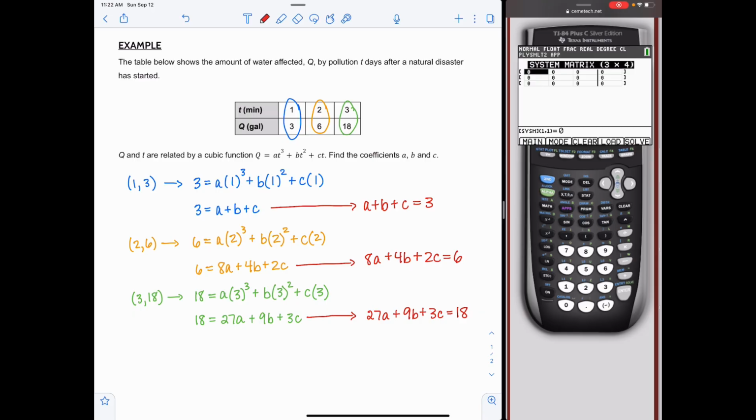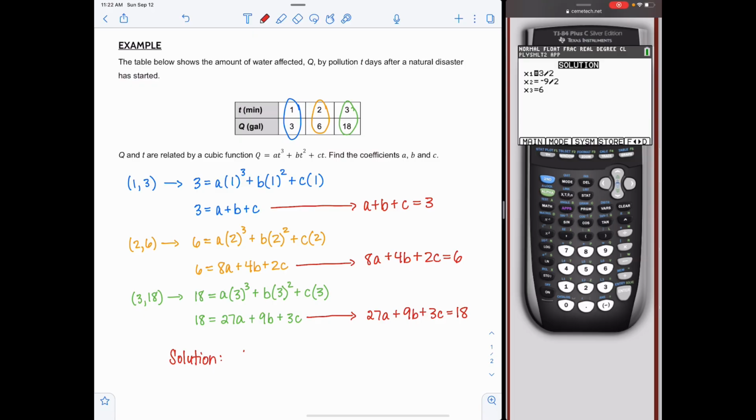So I'm going to type in my coefficients since we have a matrix. The coefficients of A, B, and C, since they're not written, are 1. So I'm going to have 1, 1, 1, and then a 3. For the second equation, I'm going to have an 8, 4, 2, and then a 6. And then I'm going to have 27, 9, 3, and then an 18. When I do that, I can press solve, which means I have to press the graph button to get to solve.